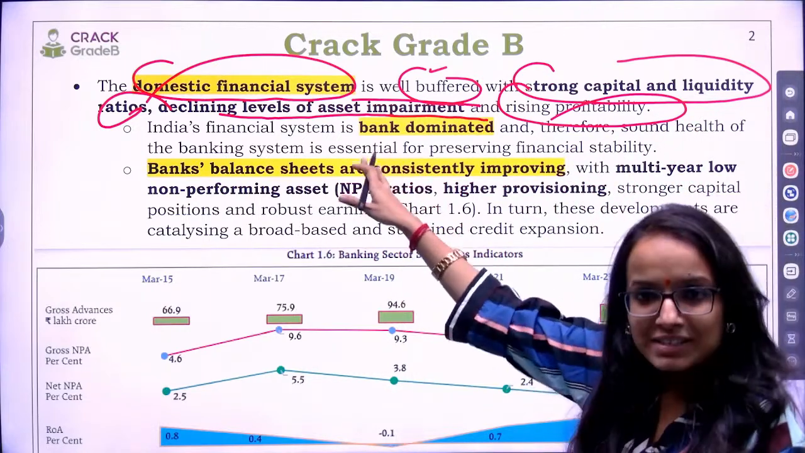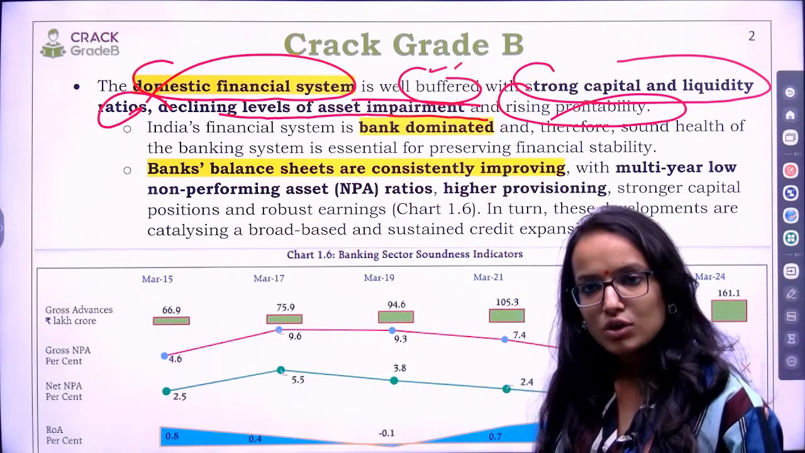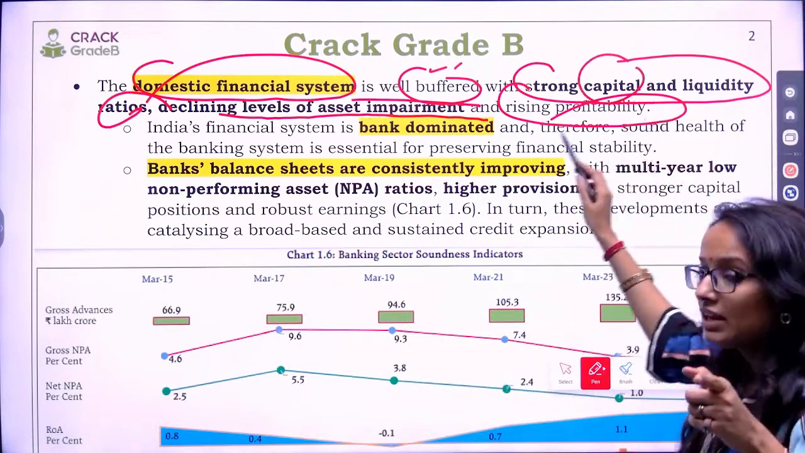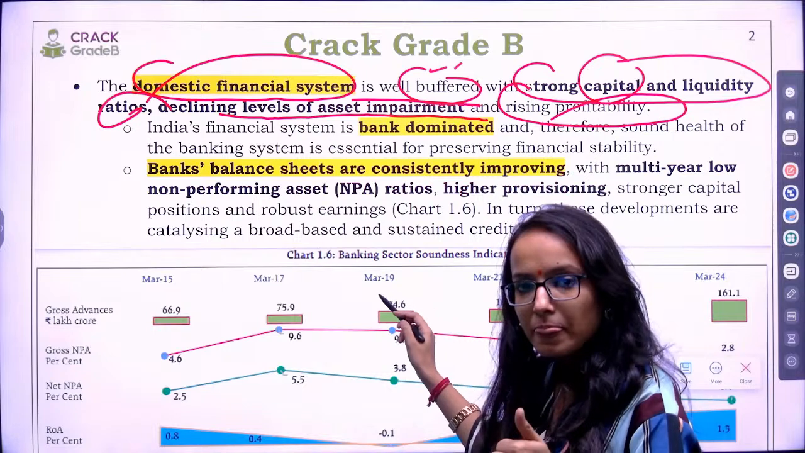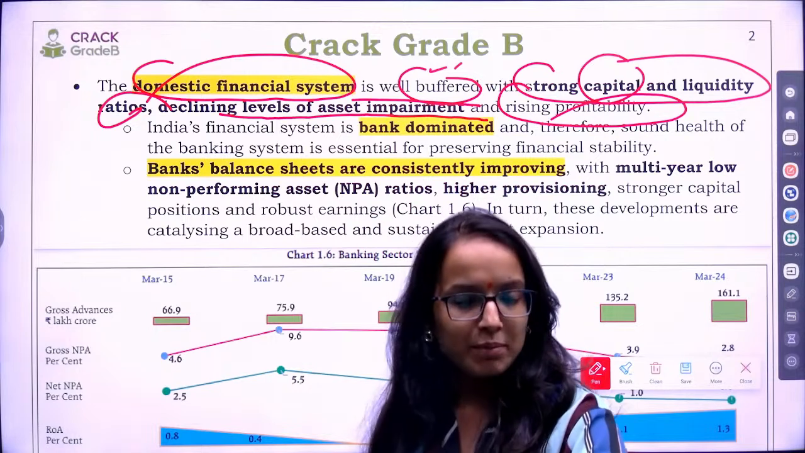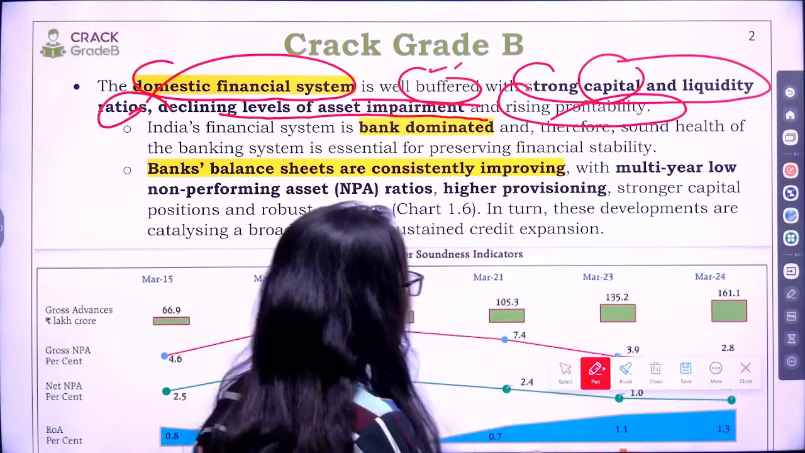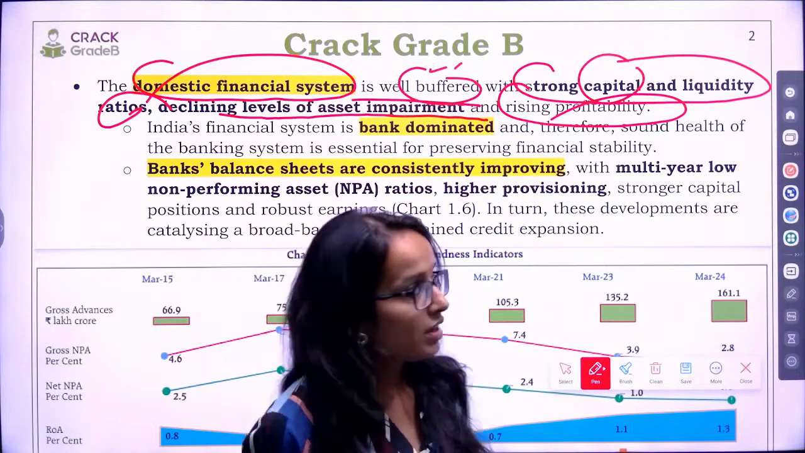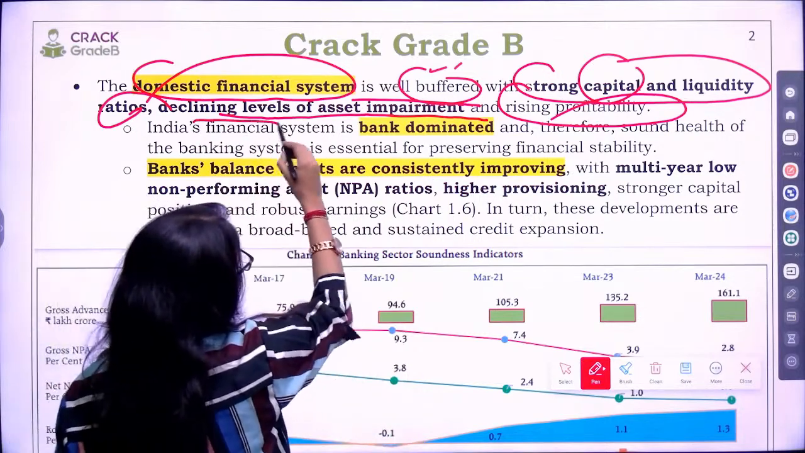When we are saying that the domestic financial system is well buffered, on what grounds are we saying that? What evidence do we have? We are saying that we have enough liquidity in the financial system because of strong capital and liquidity ratios. We have these indicators coming in front of you. You will understand, they all are performing well. On the capital front, you have adequate capital as per the requirement, right? There is a requirement of capital adequacy ratio. You are maintaining it in a substantial amount. Then if you talk about the liquidity ratios, banks are also maintaining apt liquidity ratios in India. Then I'm also talking about other entities which are there in the financial market. Then declining levels of asset impairment.